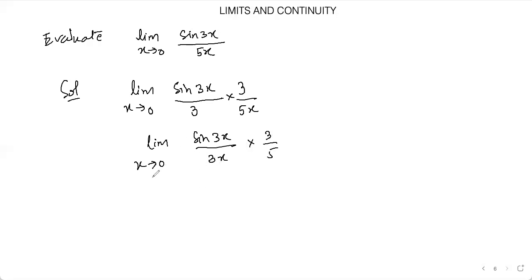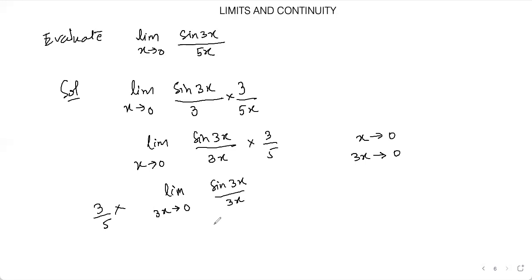So let us change x to 0 as 3x to 0. So this becomes limit 3x to 0 of sine 3x by 3x, and the constant which is 3 by 5. So 3 by 5 into 1. So this is 3 by 5, as we know that limit x tends to 0 of sine x by x is equal to 1.